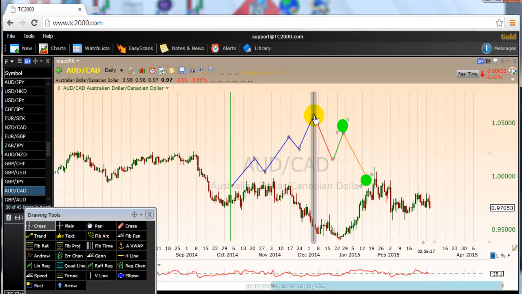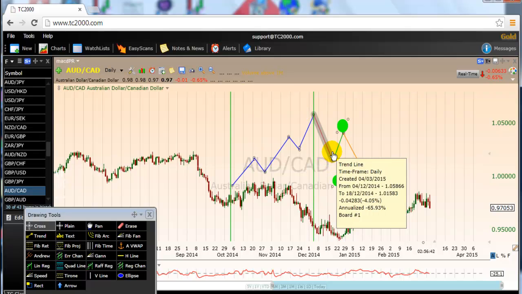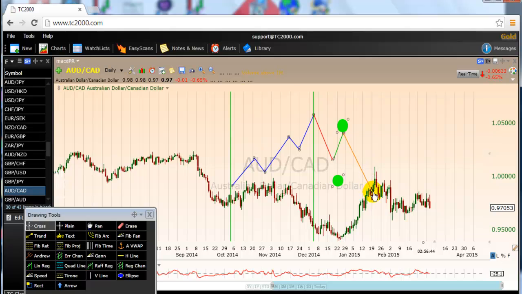So if the A wave moves down 100 pips, the next target is 100 pips multiplied by 1.618, which will be a longer C wave. So if you multiply the A wave by 1.618, it will be longer than the A wave. So you will also set a target there.